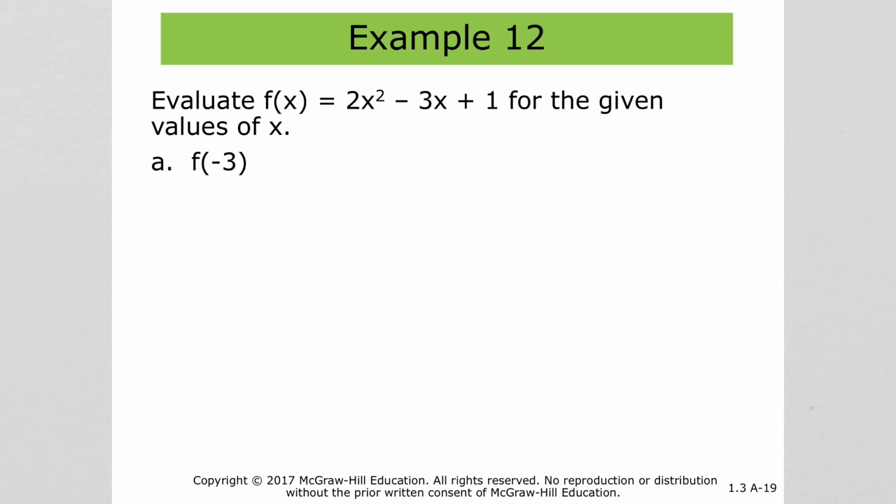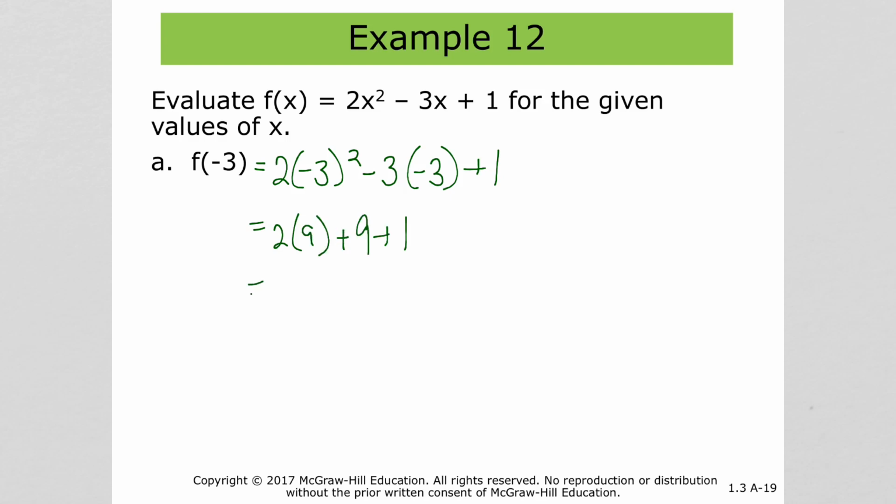Next, we're going to look at solving for values of x. So f of negative 3 is we're just putting in negative 3 everywhere we see an x. So we've got 2 times negative 3 squared minus 3 times negative 3 plus 1. And we just simplify. So that we've got 18 plus 9 plus 1, which is 28.